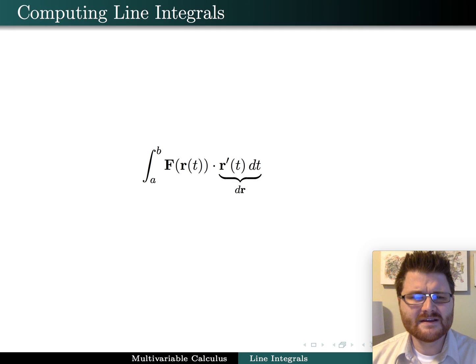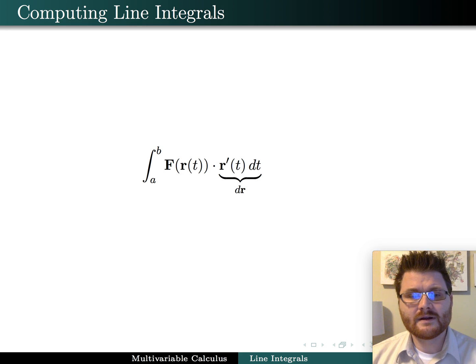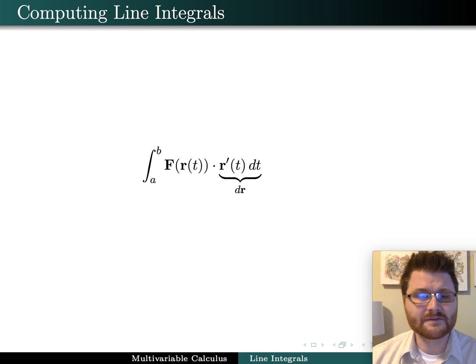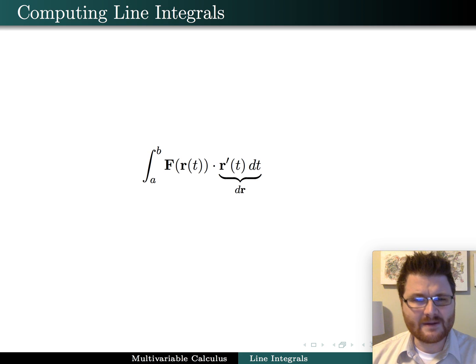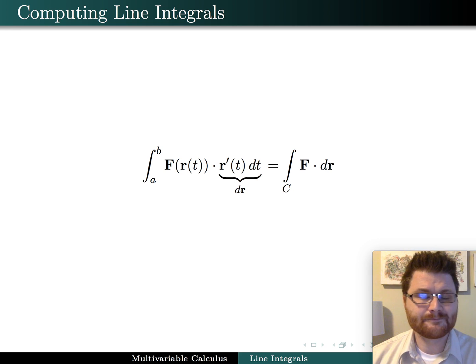Another notation you'll see: you can think of r prime of t dt as dr, the differential of the vector valued function r. You can see that from a healthy abuse of notation. If you write down r prime as dr dt, then this will symbolically at least make sense. And so calling that dr, you'll often see the line integral written this way, as just F dot dr, and that's over C, where C is some oriented path described by the vector valued function r.